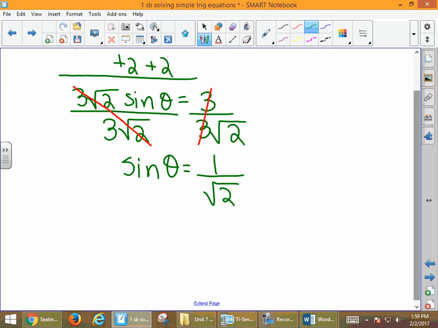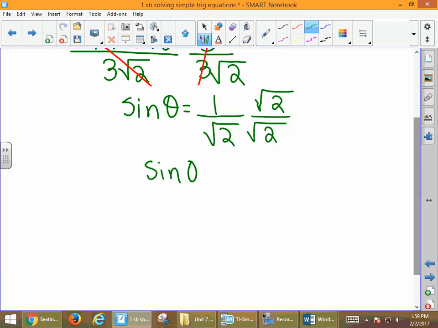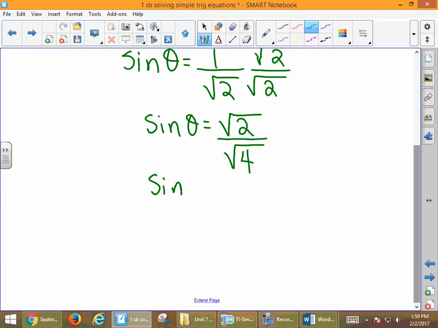But we don't like having the square root of 2 in the denominator. So we're going to rationalize that. We're going to multiply by radical 2 on top and bottom. Then we end up with sine of theta. 1 times radical 2 is radical 2. Radical 2 times radical 2 is radical 4. But what's the square root of 4? 2. So we've got sine of theta equals the square root of 2 over 2.